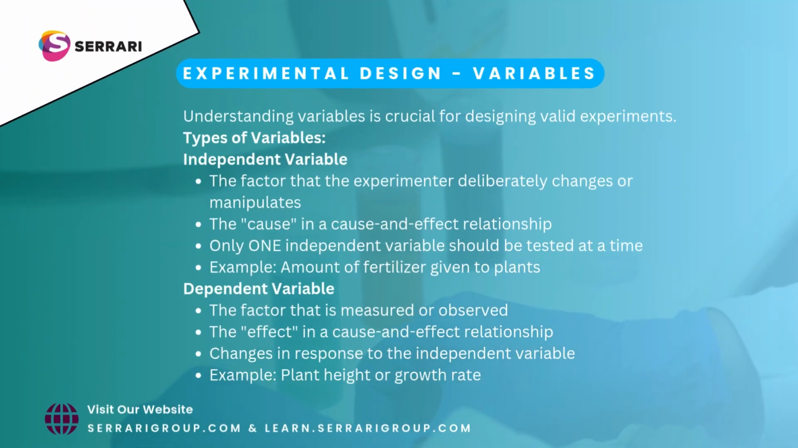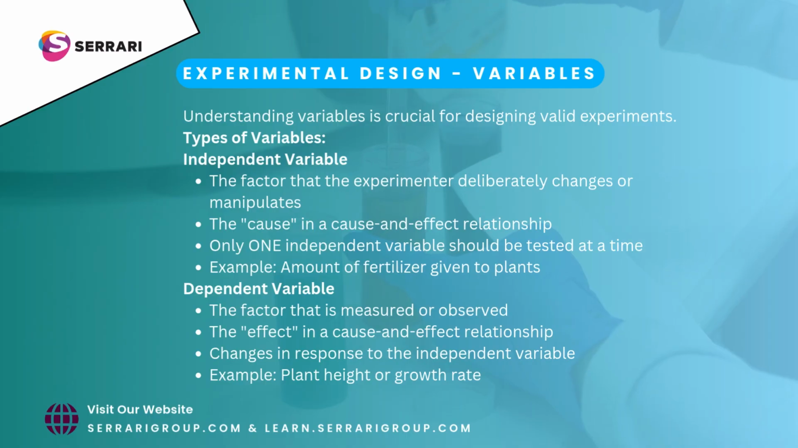Experimental design variables. Understanding variables is crucial for designing valid experiments. Types of variables. Independent variable. The factor that the experimenter deliberately changes or manipulates. The cause in a cause-and-effect relationship. Only one independent variable should be tested at a time.